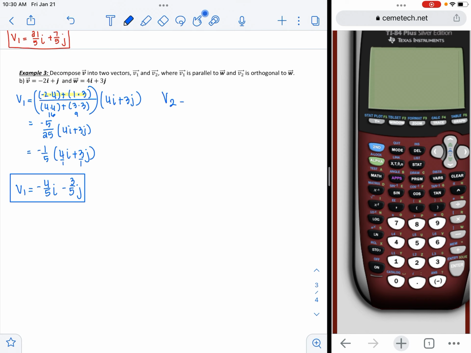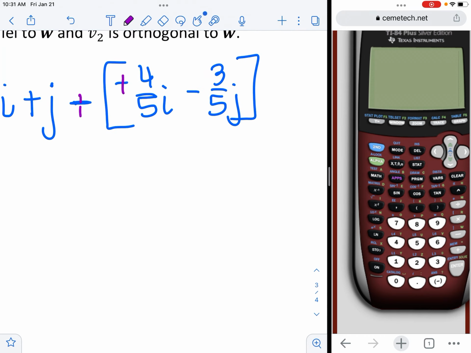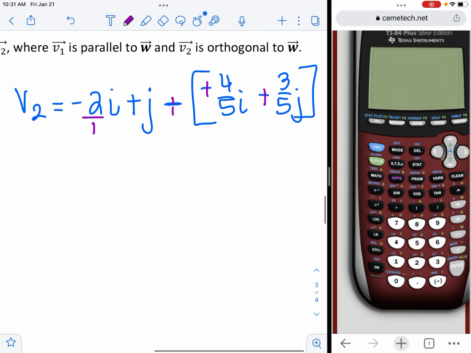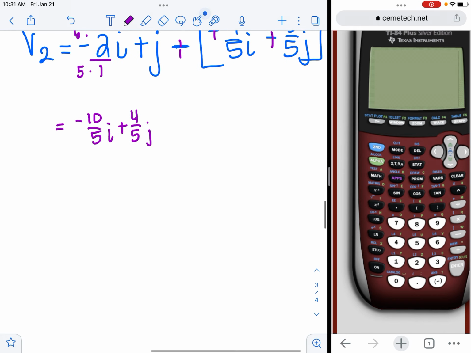All right, almost done. Just got to get my vector v2. Take the original vector v, -2i plus j, and subtract, this is a binomial, -4/5 i minus 3/5 j. We all know I'm not a big fan of subtraction. I'm going to distribute my negative, plus, plus, plus. Combine like terms. In order to do that, I need a common denominator, so I'm going to put this over 1. And the denominator is 5 again. Not because it's always 5, just so we realize that. So I have -10/5 i plus 4/5 i. So that's going to be -6/5 i.